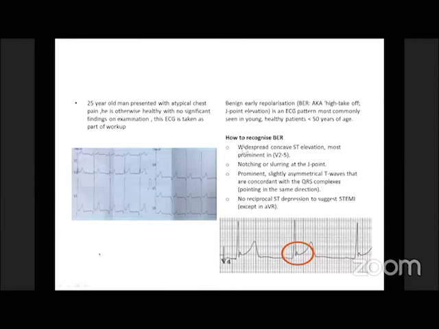The ECG criteria are widespread concave ST elevation, most prominent in V2 to V5, and notching or slurring at the J point. This is the J point. There is notching at the J point, what we call fishhook appearance. And of course, there are no reciprocal changes in contrast to myocardial infarction. So this is a benign condition, which does not need any intervention or any specific therapy.